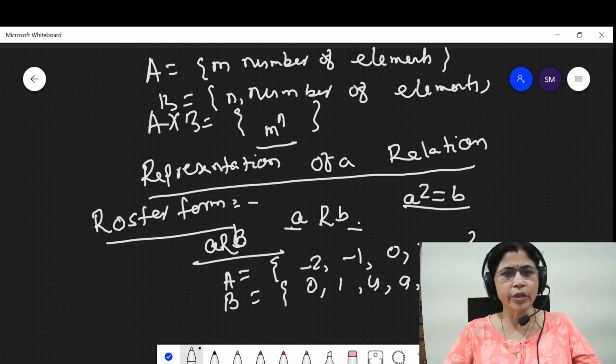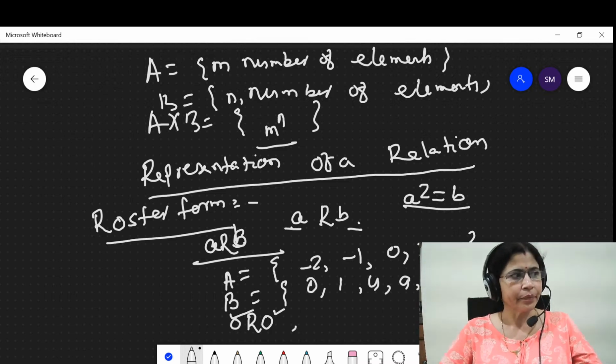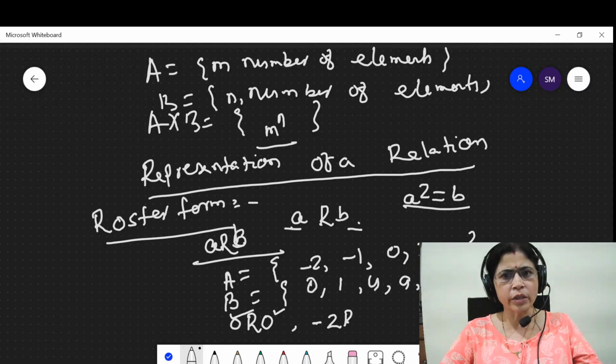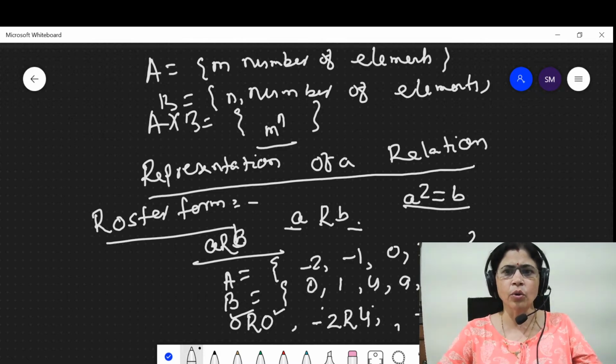Then we can write it in this form, where a square is equal to b. This means 0 is related to 0 because 0 square is equal to 0. Then minus 2 is related with 4, because minus 2 square is equal to 4. In this way, minus 1 is related to 1, 1 is also related to 1, and 2 is related to 4.